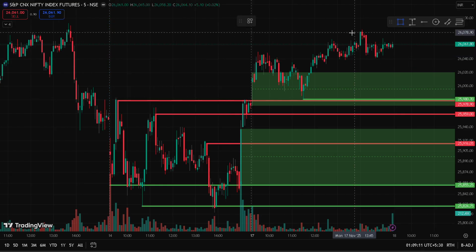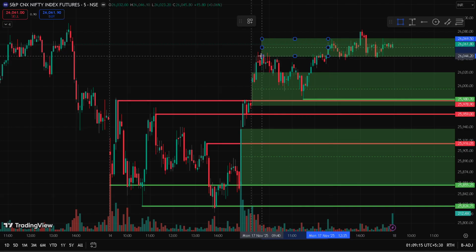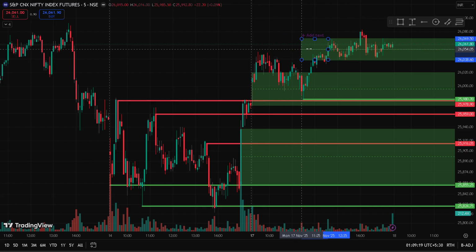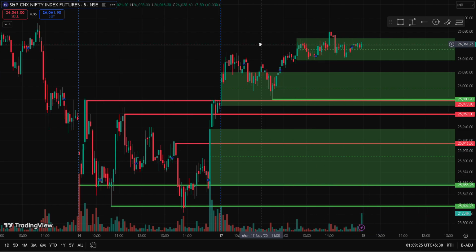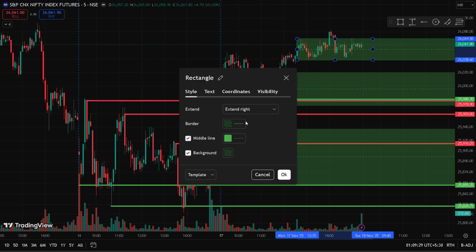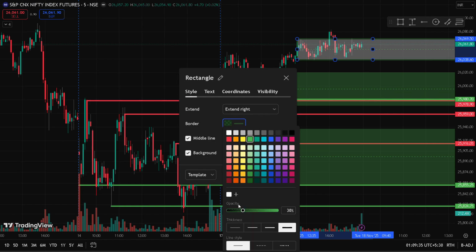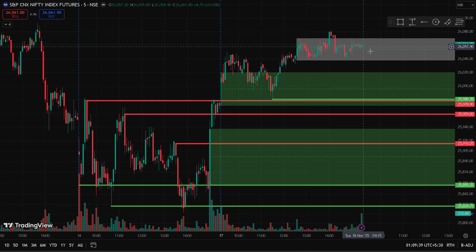So this area we can keep marked so that if it breaks tomorrow, there can be a good move captured from this level. Let us keep this level color as white. Yes, so this is a sideways play.